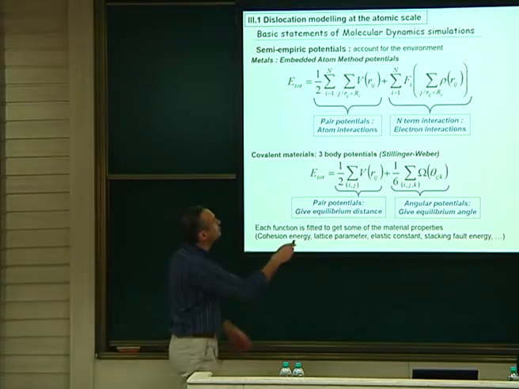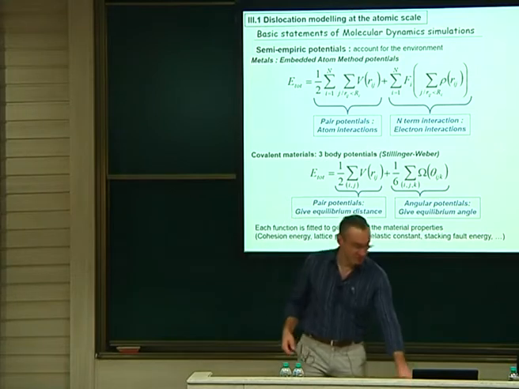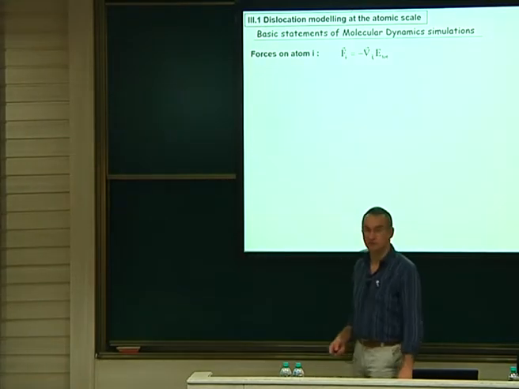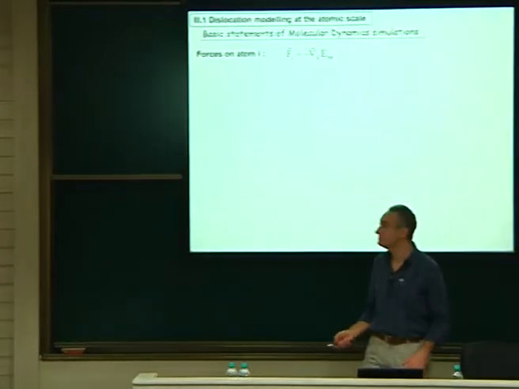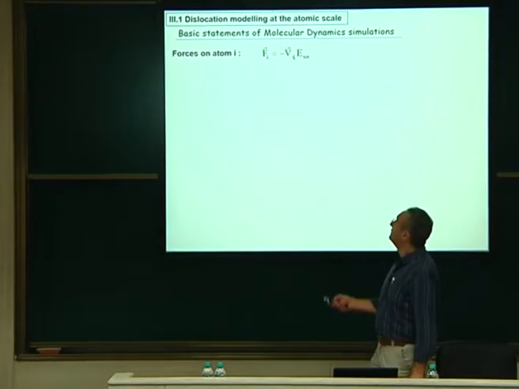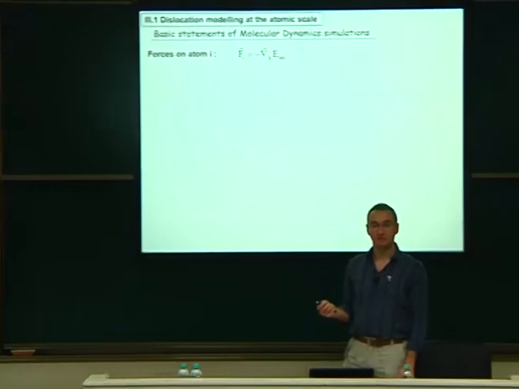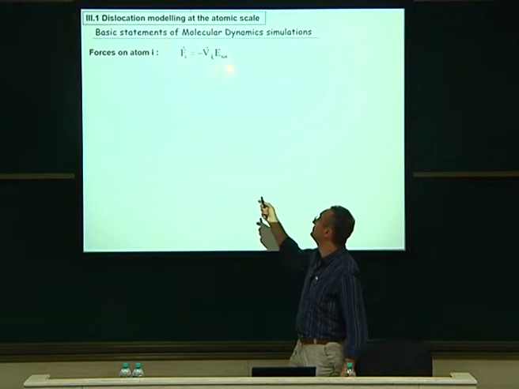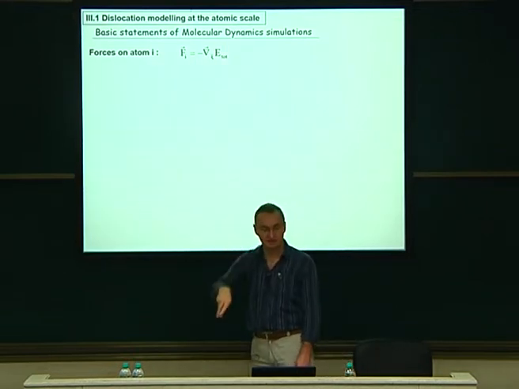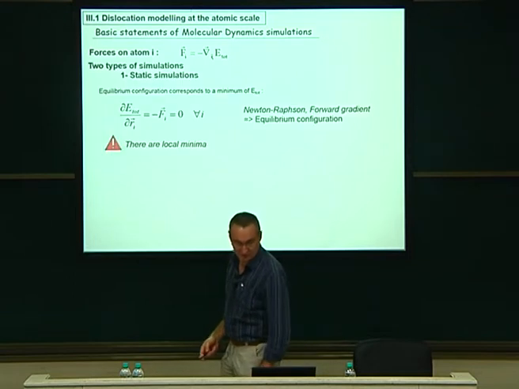So now let's assume that you've got a potential. So you can run MD simulations. How can you run MD simulations? First, you can compute the force on each atom. The force will be the opposite of the derivative, the gradient of the energy, in order to minimize the energy. Okay? So this is how it's done.